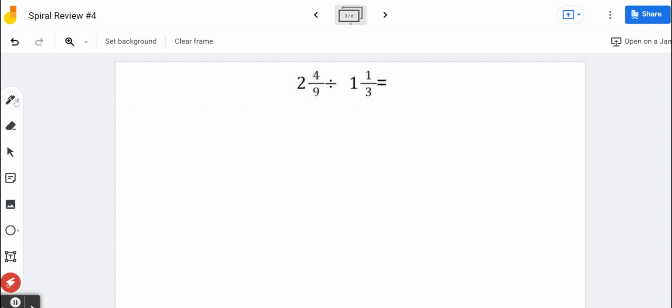In this problem, you'll have division of mixed numbers. When we went over this, I told you guys mixed numbers are completely useless. You cannot divide these. You cannot do anything with these. Even if it was just an addition problem, you wouldn't be able to do it. Mixed numbers are completely useless. So you would start this problem by converting the mixed numbers to improper fractions.